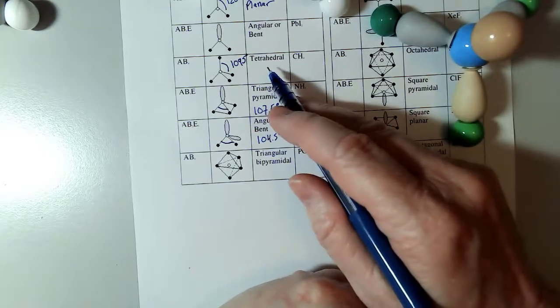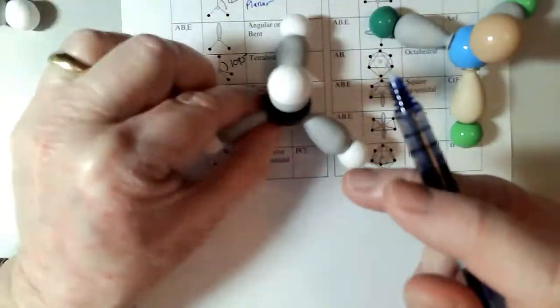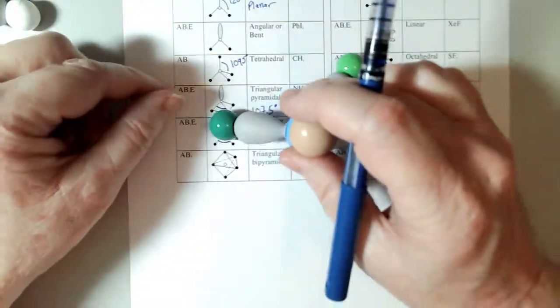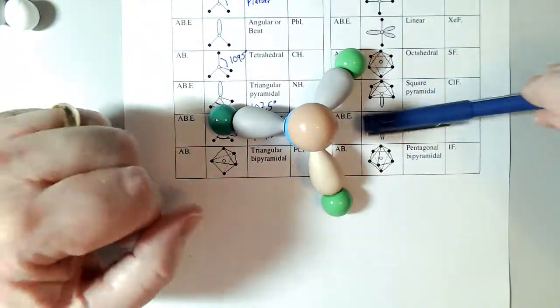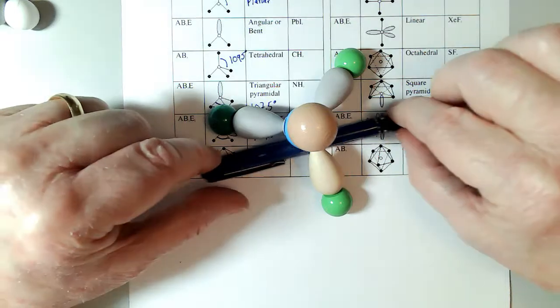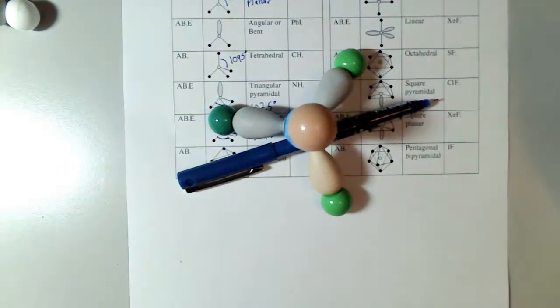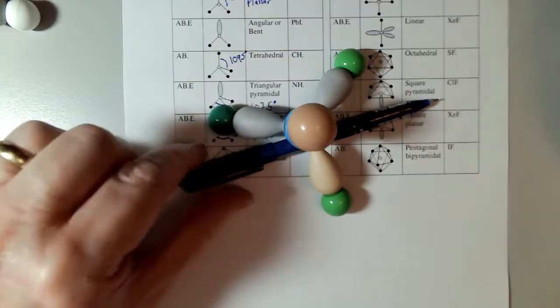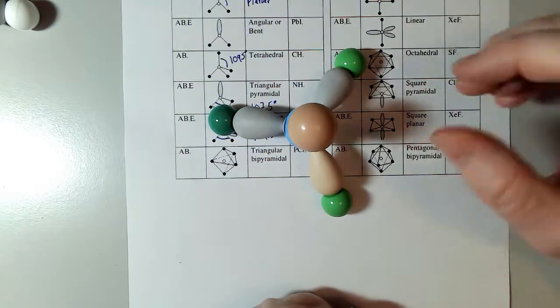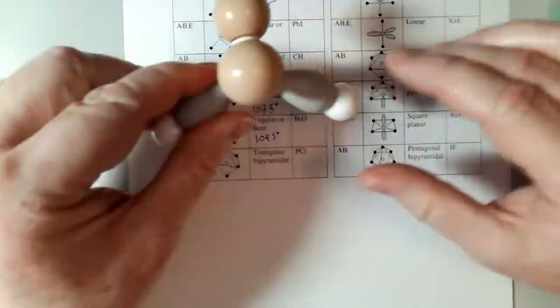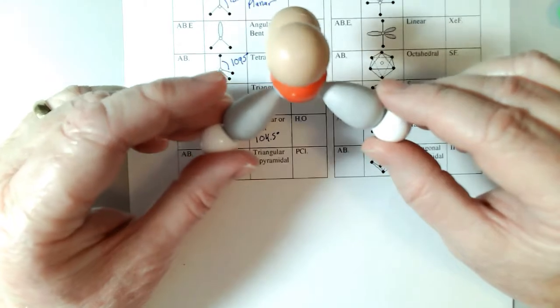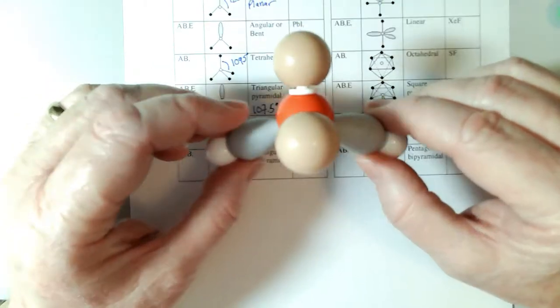Now, the name up here for the AB4, this one was tetrahedral. The name here is triangular pyramidal. We need to say pyramidal rather than planar, because as you'll notice this time, my pen can go beneath the molecule. It's a three-dimensional shape. And this one, again, is called angular or bent. Great name, bent, isn't it? Okay.